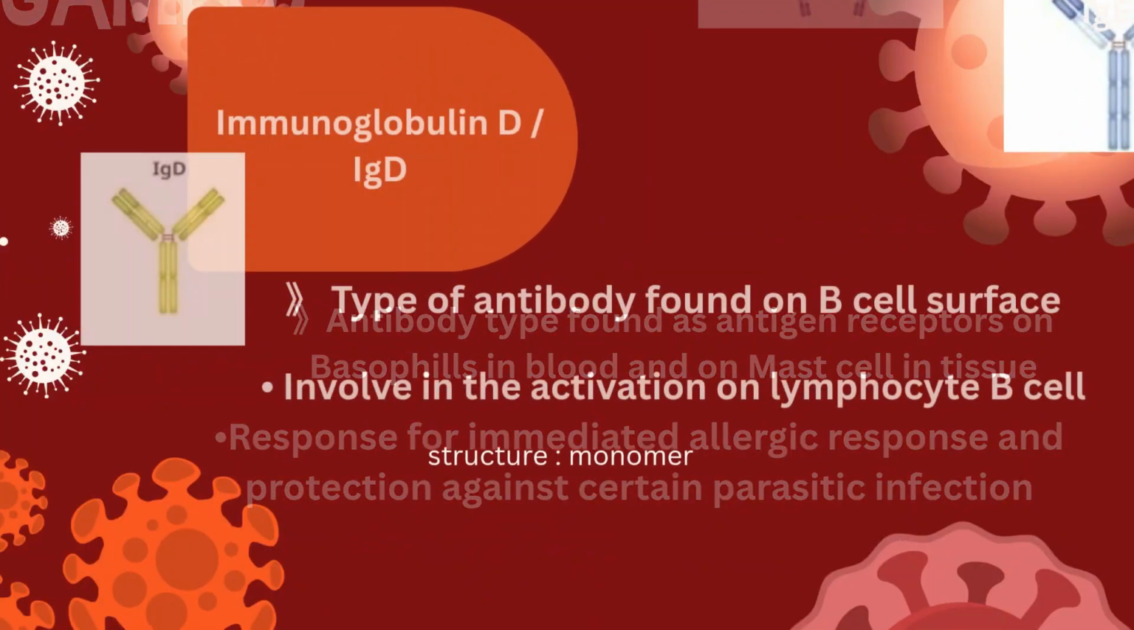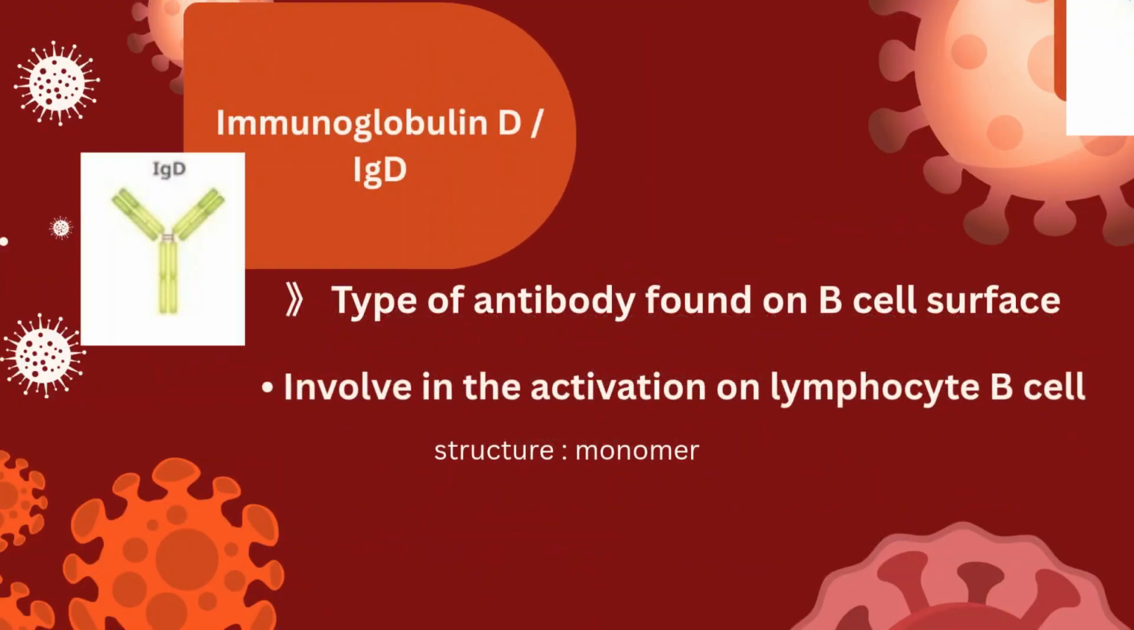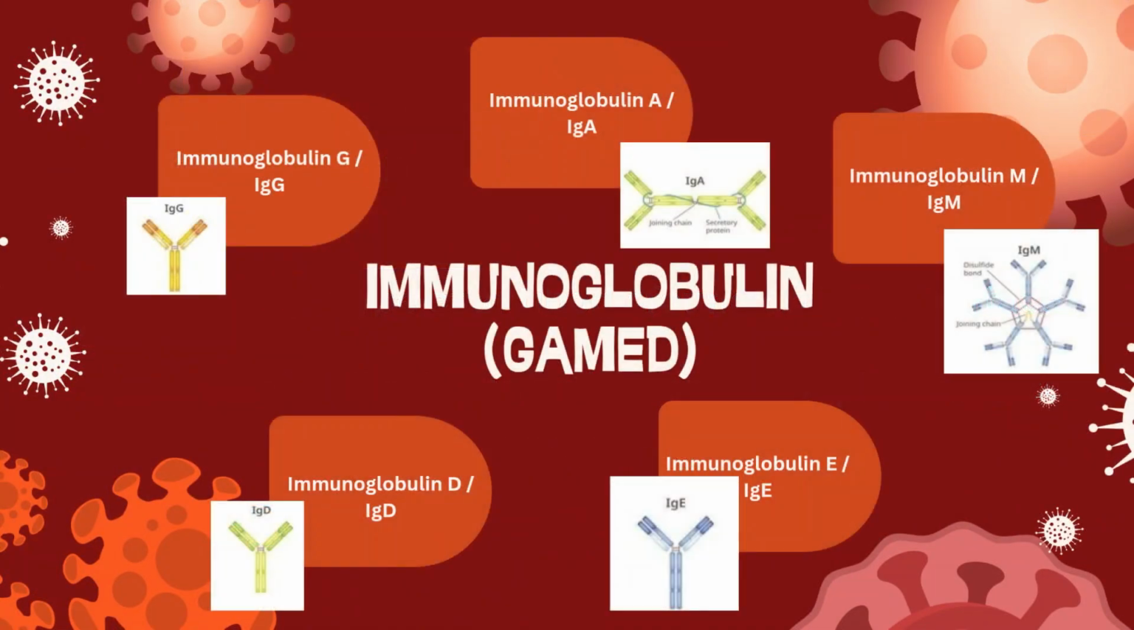Now let's move on to immunoglobulin D or IgD. IgD is found mainly on the surface of B cells. Its main function is to help in the activation of B lymphocytes, which is a key step in the adaptive immune response. Structurally, IgD is a monomer. Finally, this slide summarizes all 5 classes of immunoglobulins using the acronym KIMT.